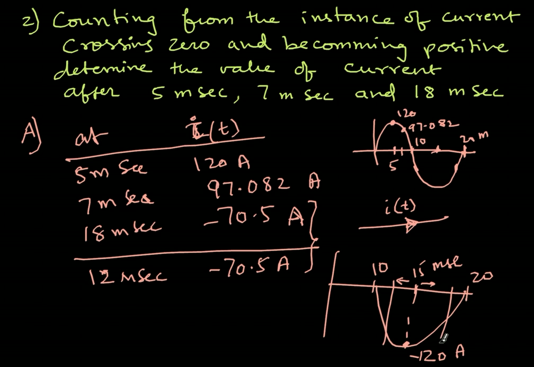So if I just draw two lines, actually since it is not drawn to scale, it doesn't appear that way. But yes, this value was 70.5 amperes with a minus sign. This is 18 milliseconds and this is 12 milliseconds. That is the reason why you get the same values. So there is a minus 70.5 before 15 milliseconds, and there's a minus 70.5 after 15 milliseconds. That's what you see. Let's continue.